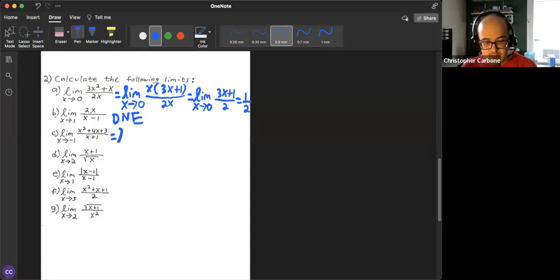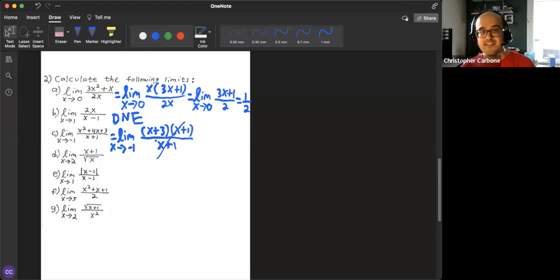So this is the limit as x approaches -1 of x squared plus 4x plus 3, all divided by x plus 1. That factors to be x plus 3 times x plus 1, all divided by x plus 1. And then these x plus 1s, nicely, they cancel. So this gives us a value.